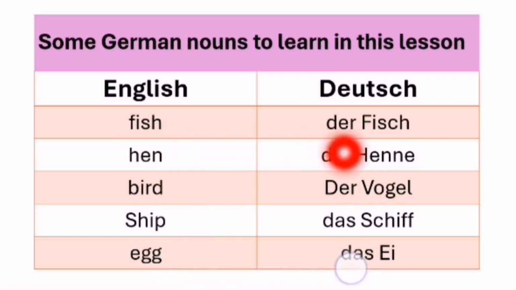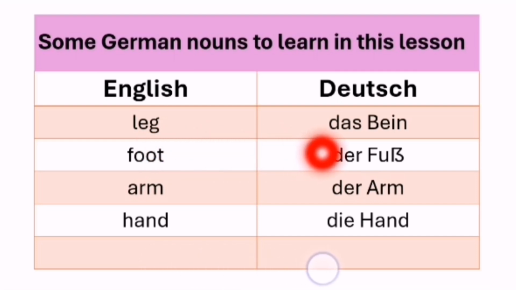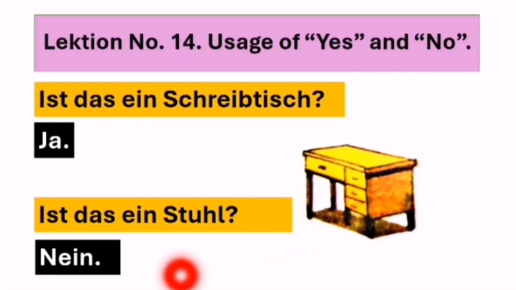Fisch, der Fisch. Hen, die Henne. Bird, der Vogel. Ship, das Schiff. Egg, das Ei. Leg, das Bein. Foot, der Fuß. Arm, der Arm. Hand, die Hand. And now let's learn these sentences.